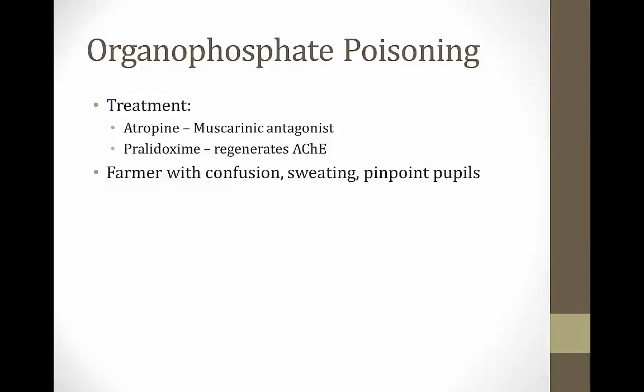There are two drugs used to treat this condition. The first one is atropine, which we'll talk about in a few slides. It's a muscarinic antagonist. And the second one is called pralidoxime, which regenerates acetylcholinesterase. So just keep in mind that if you see a board question or a test question about a farmer who is confused, sweating with pinpoint pupils, this should set off red flags for you that you are likely looking at organophosphate poisoning, a very high yield condition to know about for your board exams.